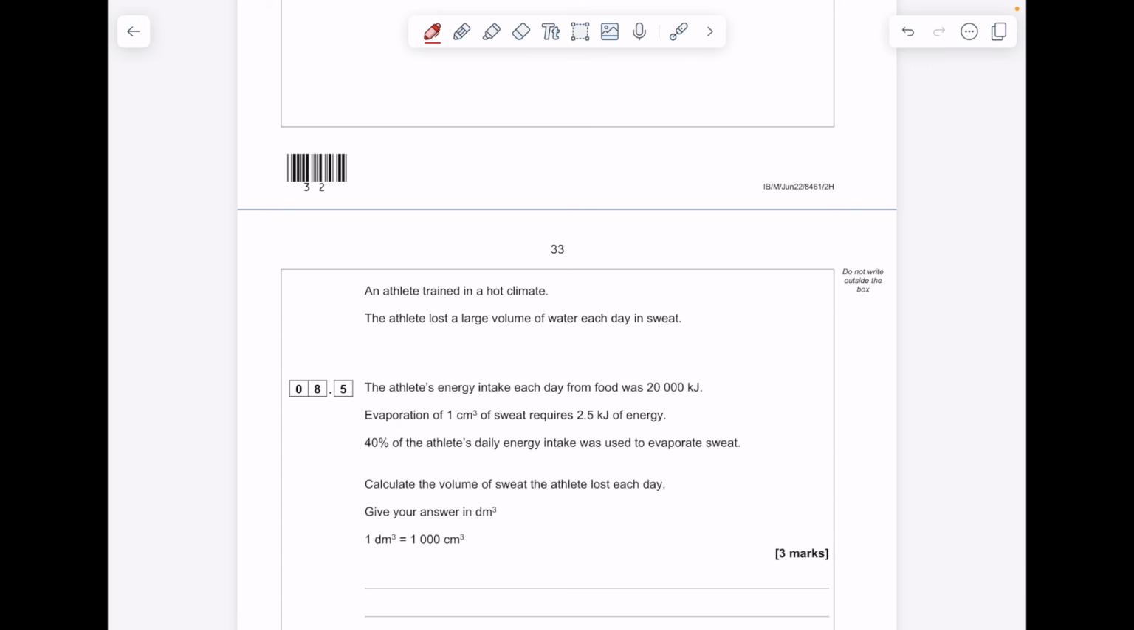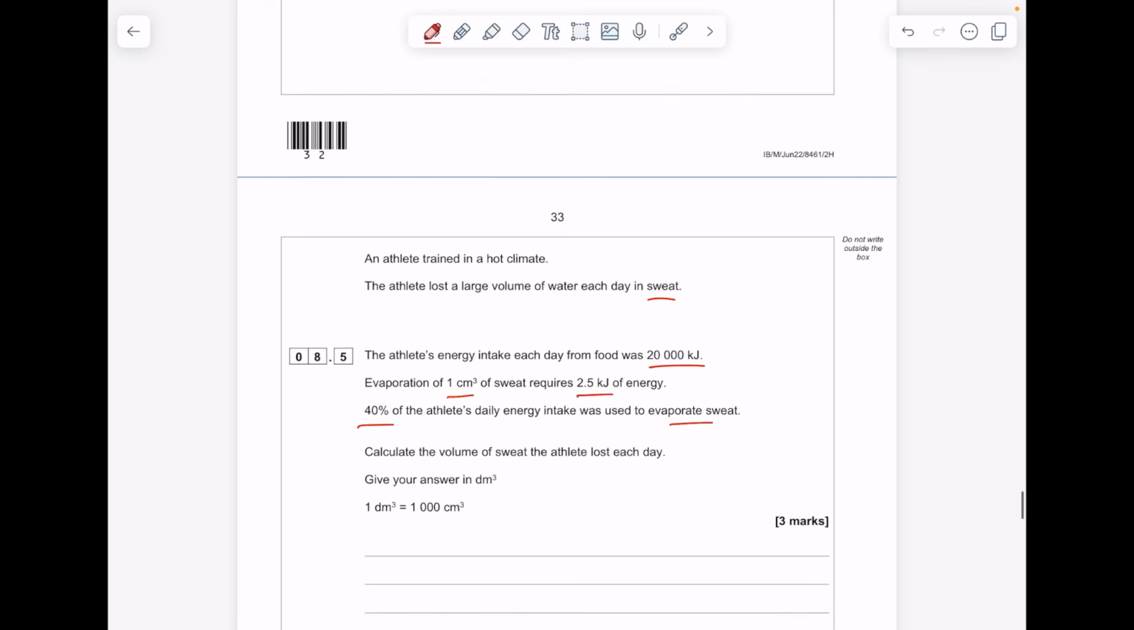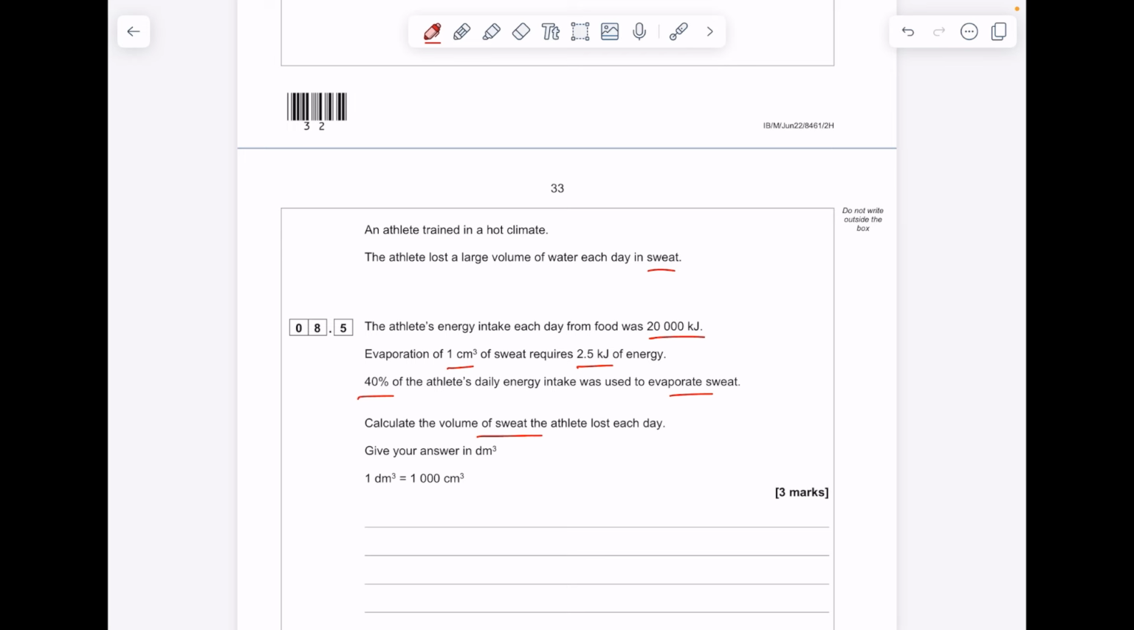An athlete trained in a hot climate. The athlete lost a large volume of water each day in sweat. The athlete's energy intake each day from food was 20,000 kJ. Evaporation of 1 cm³ of sweat requires 2.5 kJ. 40% of the athlete's daily energy intake was used to evaporate sweat. Calculate the volume of sweat the athlete lost each day. Give your answer in decimeters cubed.